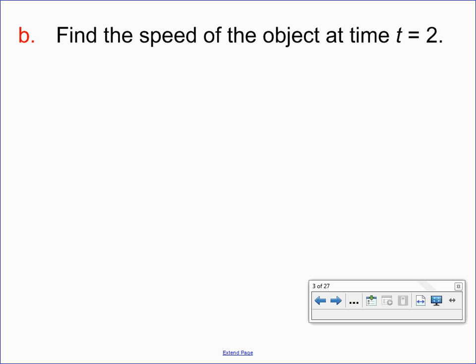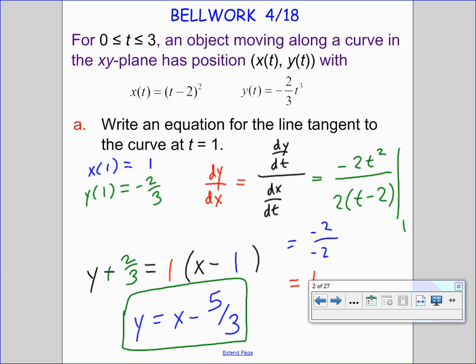So we'll go ahead and generate our velocity vector. There's our thick v. And we can get our component form by doing our horizontal component. That would be the derivative of the x of t position.